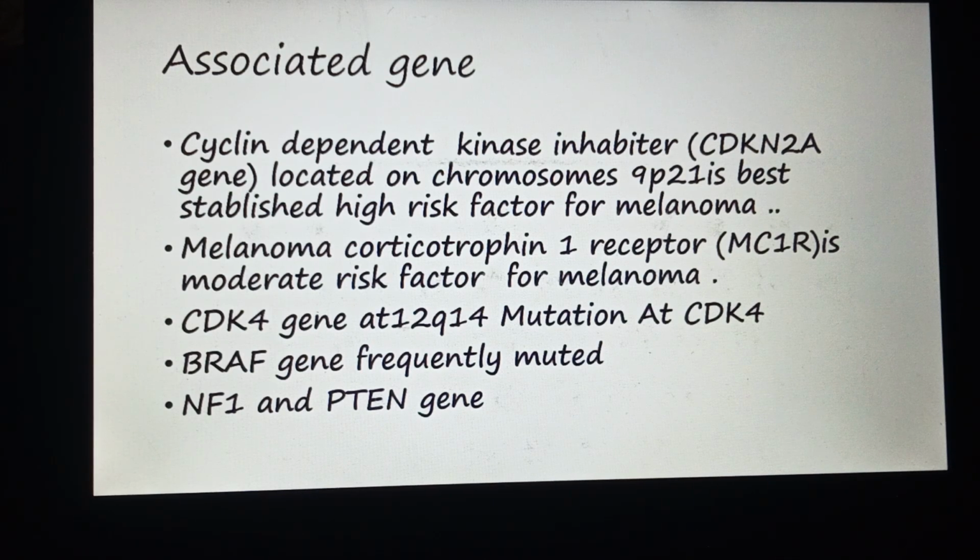Another gene is the BRAF gene, which is frequently mutated and leads to melanoma formation. And the last ones are the NF1 and PTEN genes. All these five genes are related to melanoma formation.